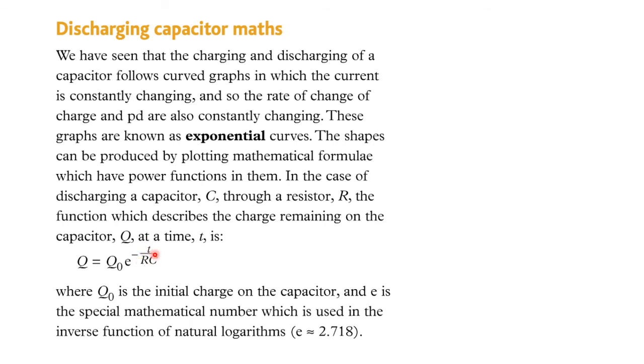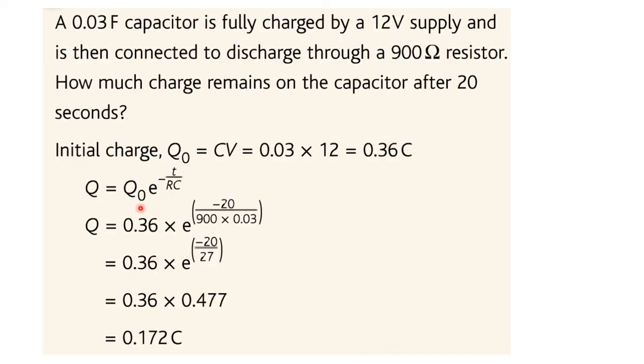So let's see how this works. Take this example. First of all, we are substituting to work out the charge remaining. The charge remaining is the Q here, right? That's what we want to find. So it's a problem for us, and the initial charge we have not been given.